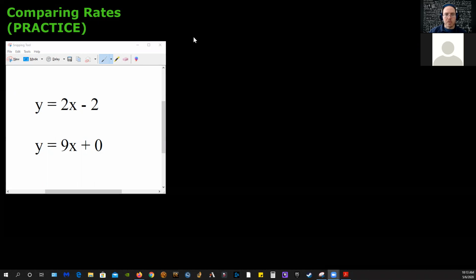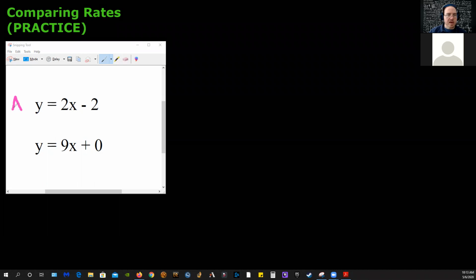Let's just go ahead and label these. We'll say that this is line A and this is line B. And my question is, which one has the greatest slope?